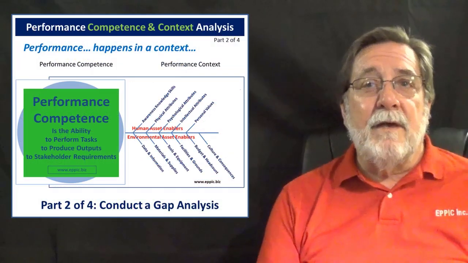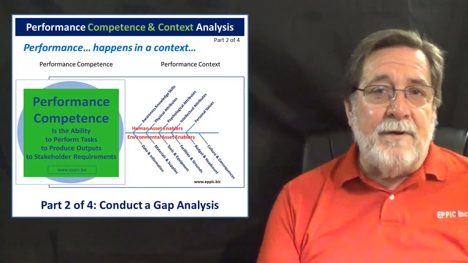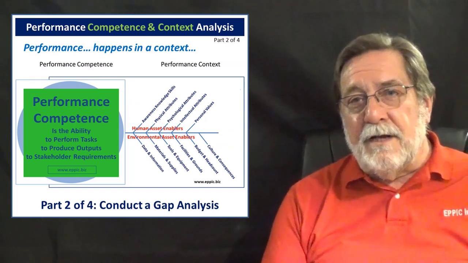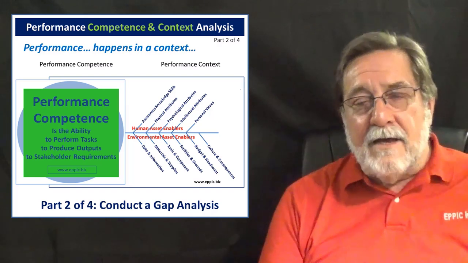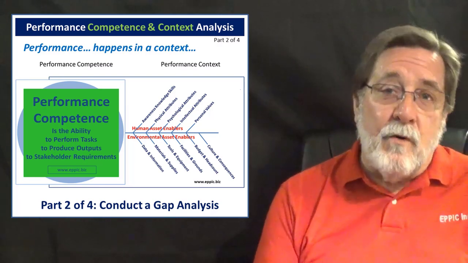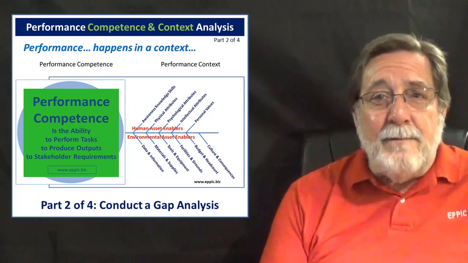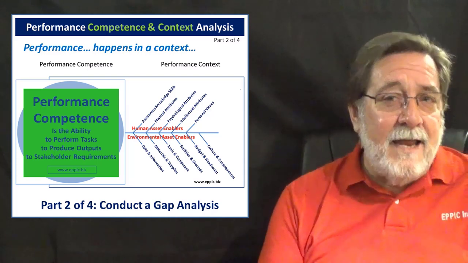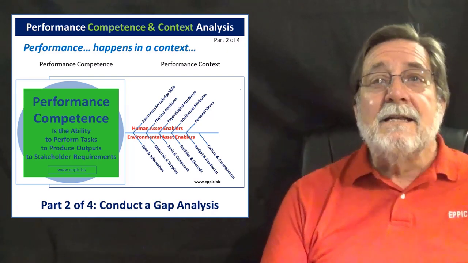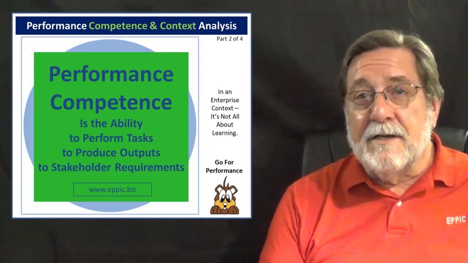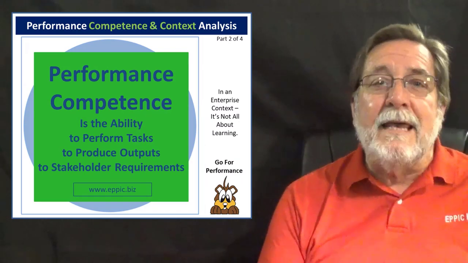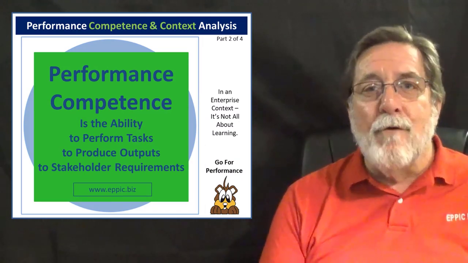But first, the big picture. Performance competence and performance context. Performance competence is the ability to perform tasks, to produce outputs, to stakeholder requirements. And that's enabled by the environment and human enablers in the context. It's not all about learning, but it is all about performance, even in a learning organization. Begin with that end in mind. Go for performance.